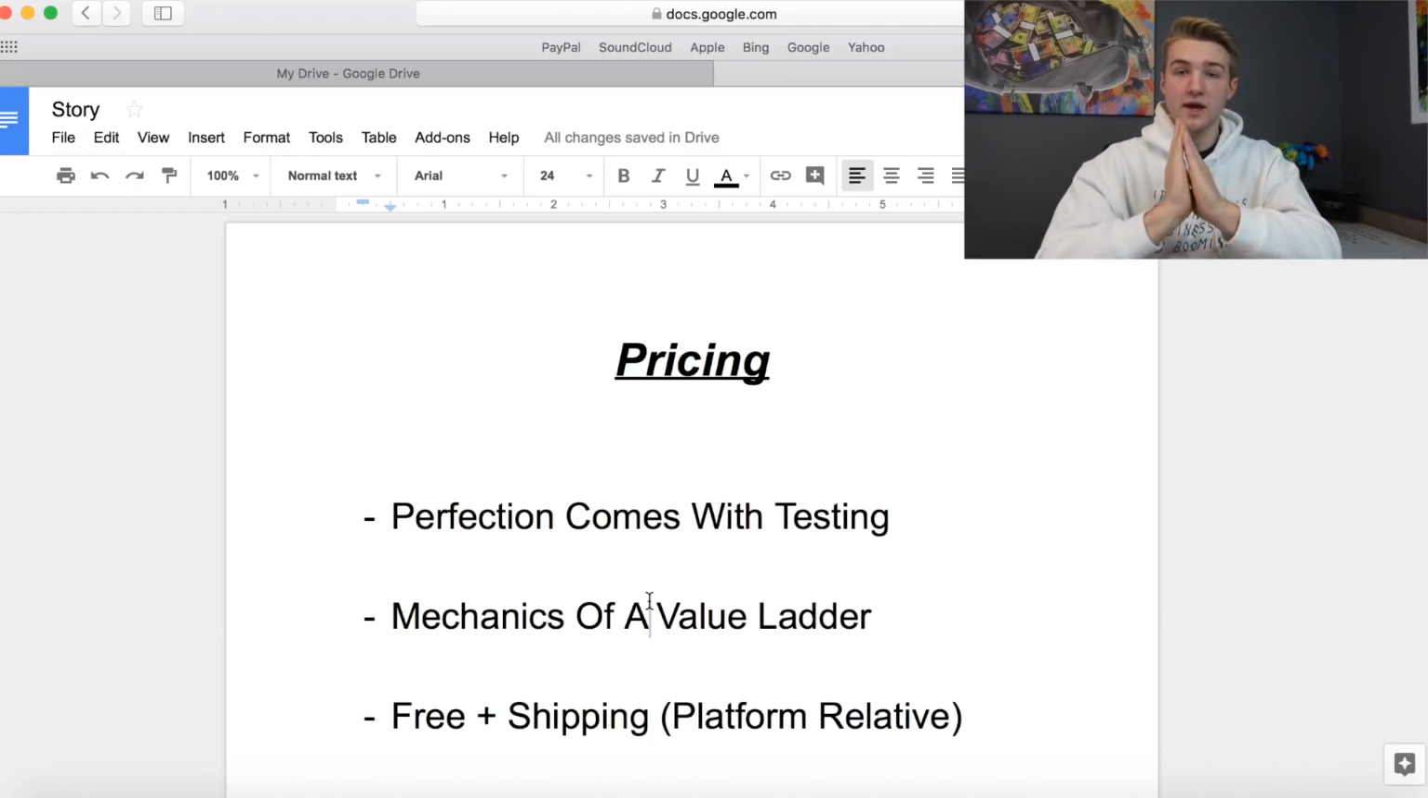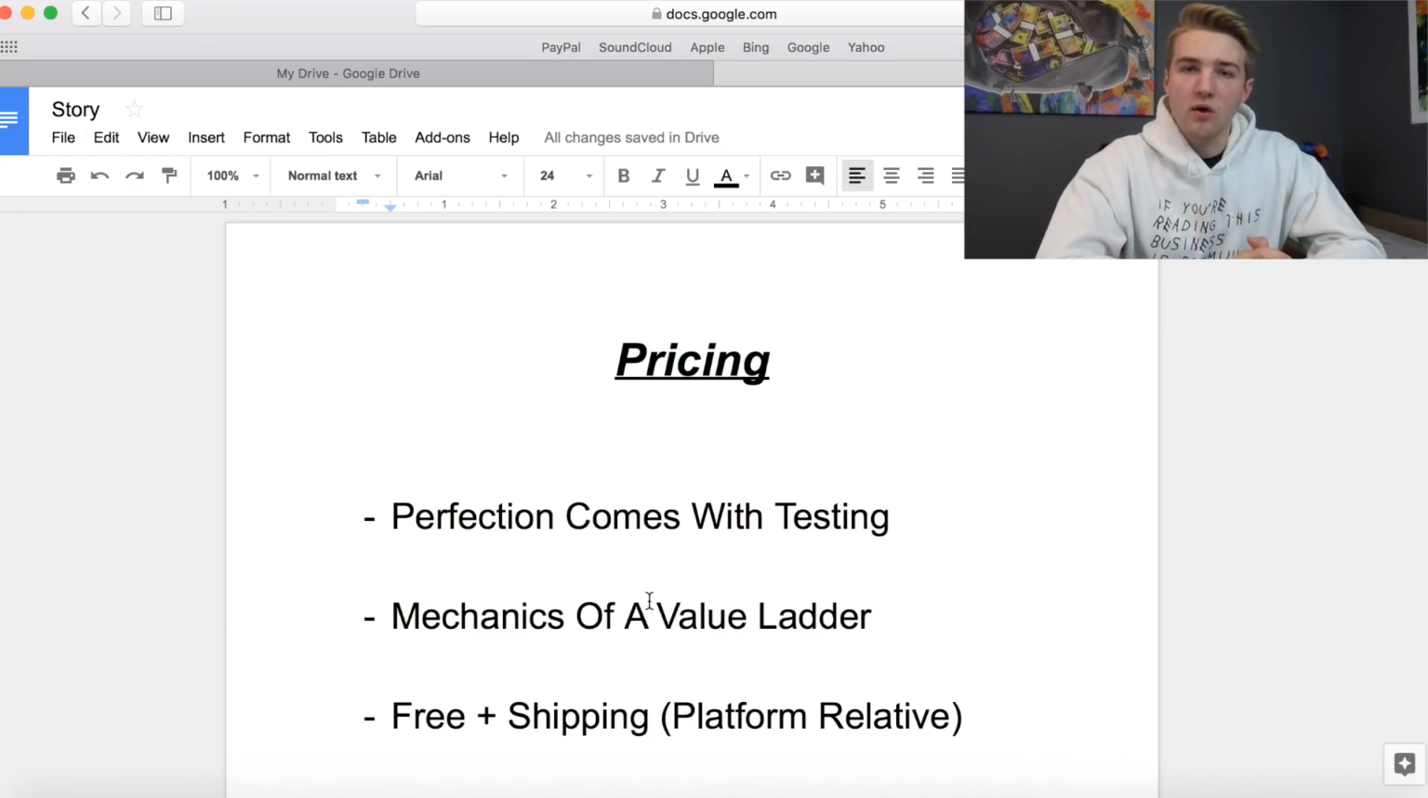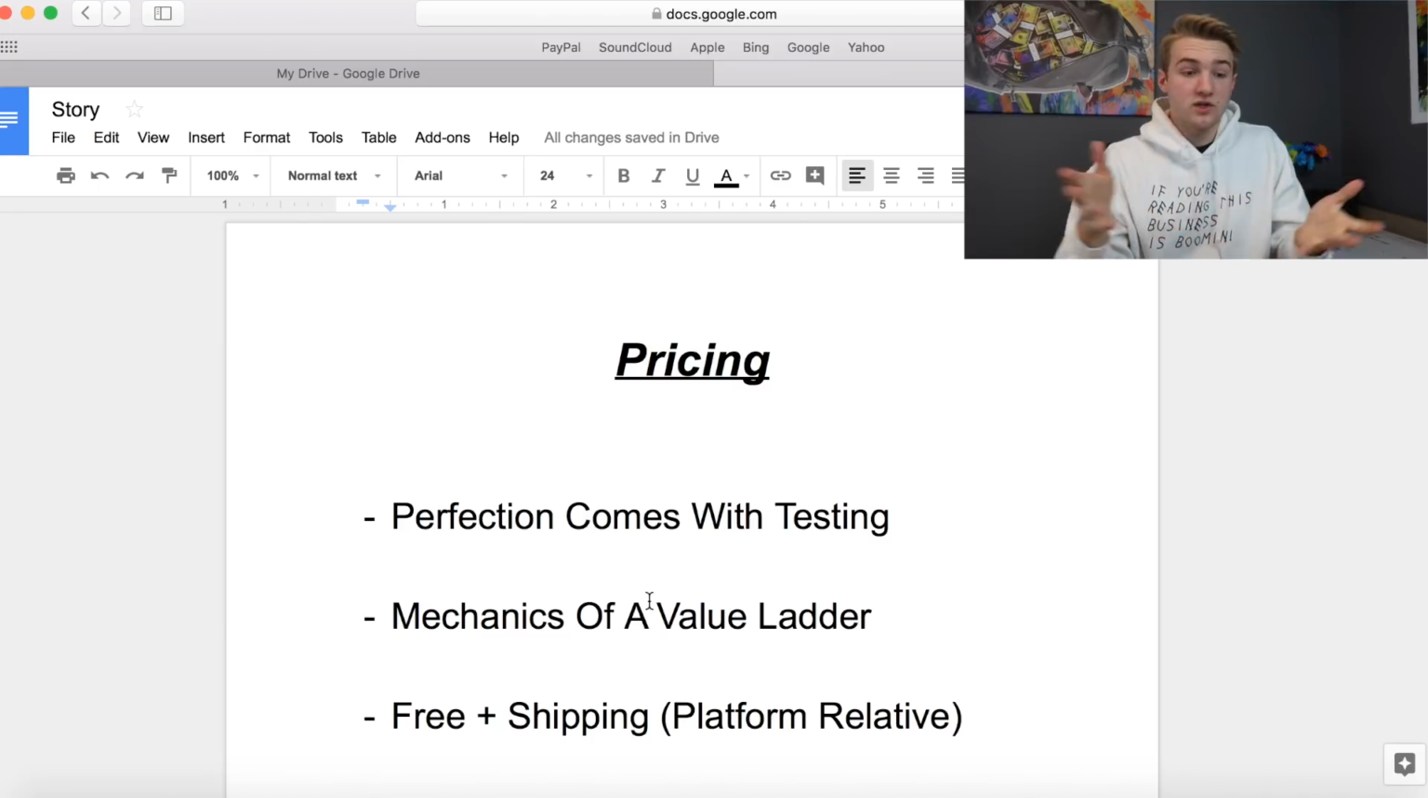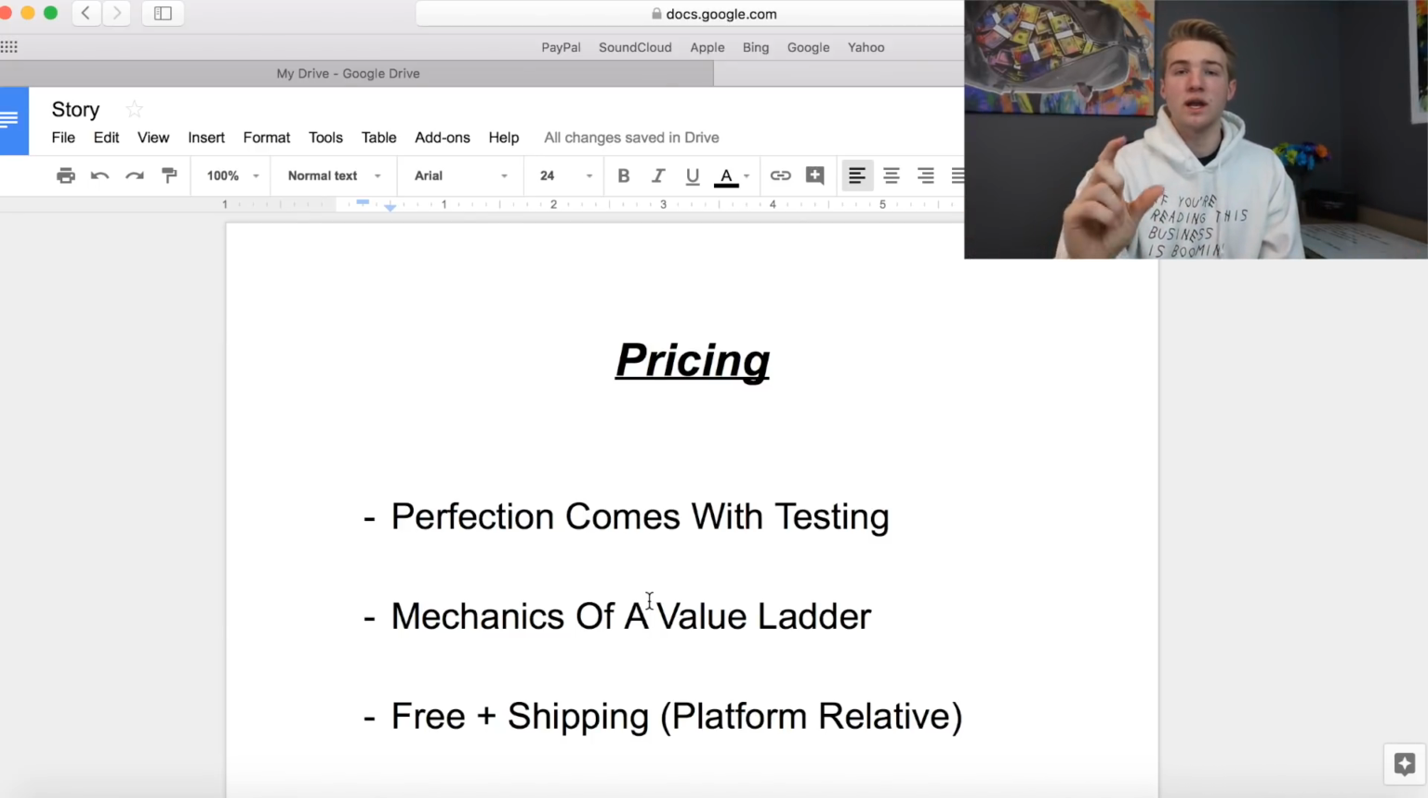So if you come in and you're selling a wallet for $20, people are like, wow, that normally goes for $40. Here it's $20. What a good deal. The value gap there is $20.